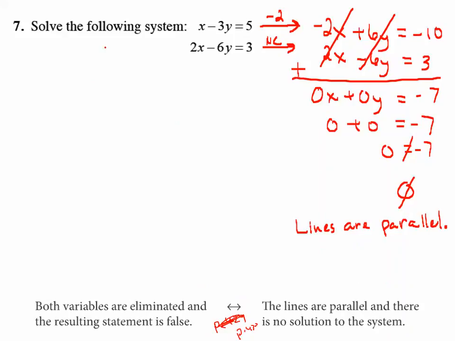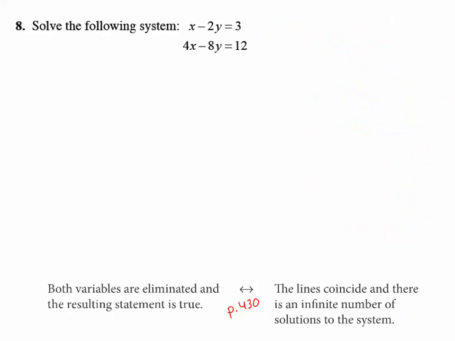Going back here, real quick. All right, number 8. Again, same thing's gonna happen probably, and just a different scenario at the end here. So real quick, what should we multiply by to get rid of the x? Negative 4 on top. All right. No change on the bottom. I'll let you guys handle that one, see what happens.